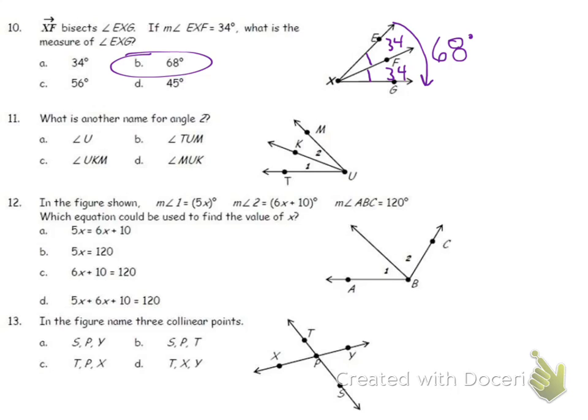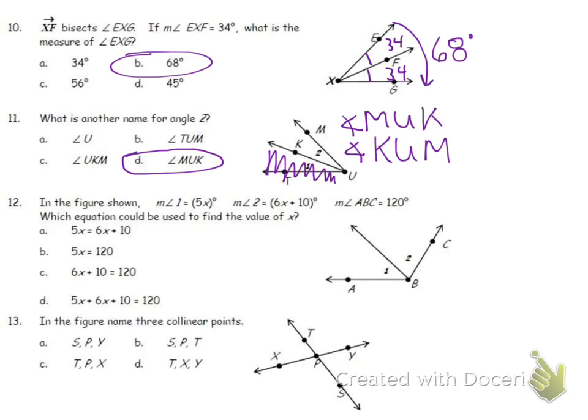Next one, what is another name for angle 2? Well, if I'm naming angle 2, I can ignore that bottom piece. Angle 2, I could name with U as the middle letter because it's the vertex, MUK or KUM. Well, I look at my possible answers. I'm going to go with D, MUK.